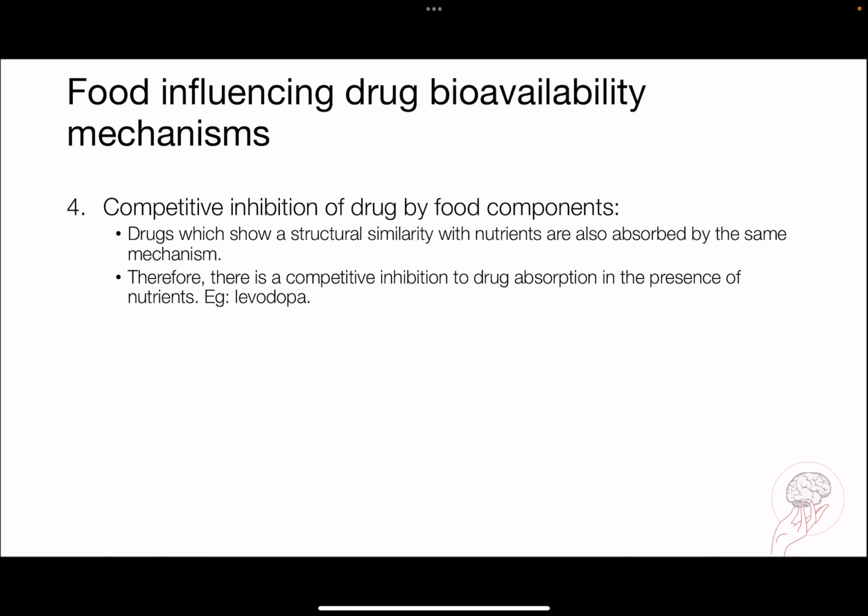We also can have competitive inhibition of a drug by food components. Some drugs have a structural similarity to a nutrient and may be absorbed by the same mechanism. So there can be a competitive inhibition of drug absorption in the presence of nutrients. An example of that is levodopa, which is a treatment for Parkinson's disease. Dopamine synthesis is related to tyrosine. So a high protein diet, high in tyrosine, could influence levodopa.